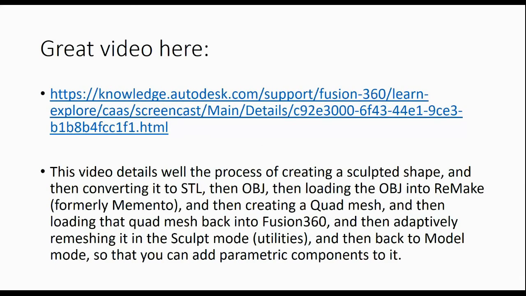I would start with a great video here. I've got the link here. I'll also post it in the comments. And this video very well describes the process of creating a sculpted shape, then converting it into an STL, then OBJ, then loading it into Remake, formerly the Memento software, creating a quad mesh, and then loading that quad mesh back into Fusion 360, and then adaptively remeshing it in the sculpt mode in the utilities feature, and then back to model mode so that you can add parametric components to it.